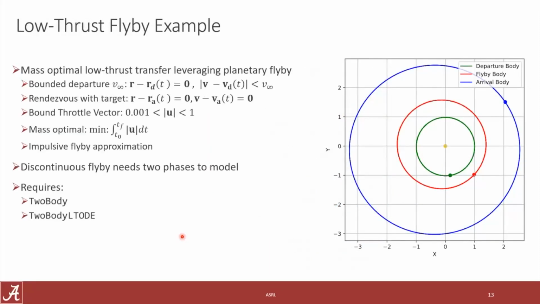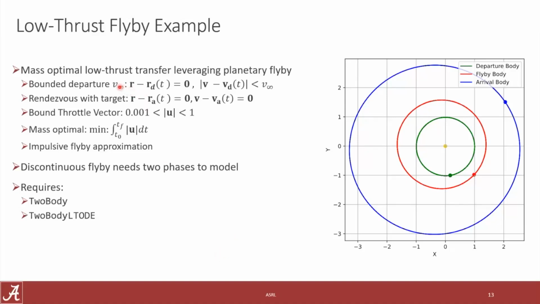So let's do an example. This is going to take that same problem formulation that we've seen for all these other examples and add a little bit more complexity and solve it in a way that requires multiple phases. So we are trying to do a mass optimal low thrust transfer that now, instead of just the low thrust transfer from departing body to arrival body, there's a red body here that we can do a flyby of and then go out to the blue arrival body. So depart from green, do a flyby of red, and then arrive at blue.